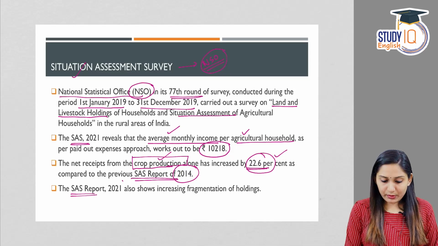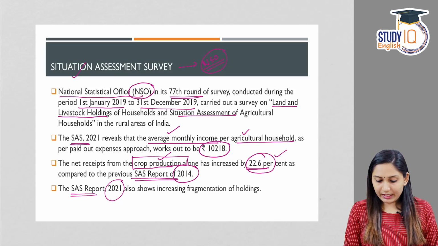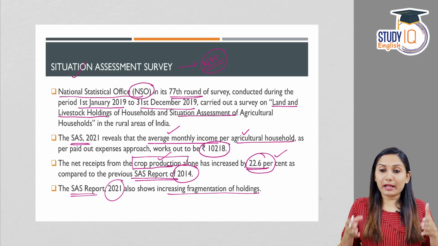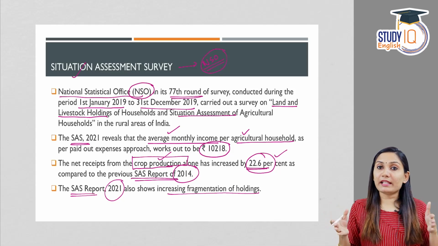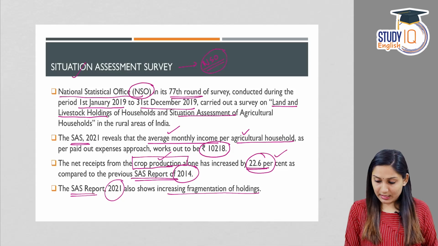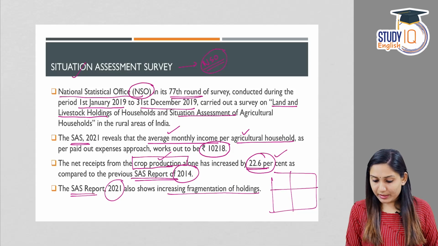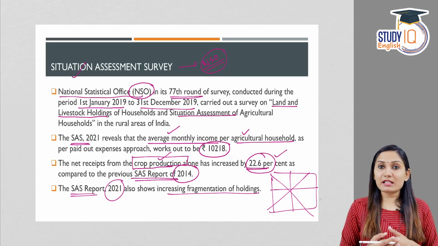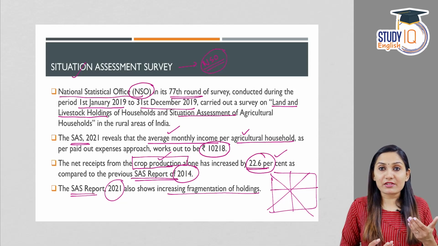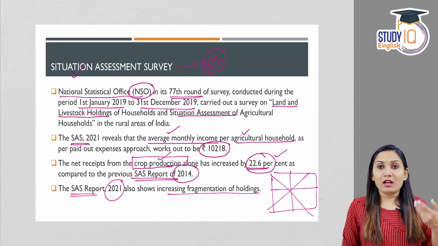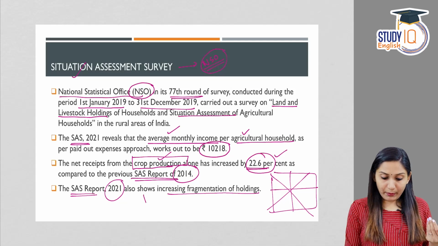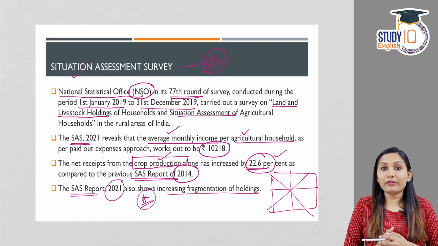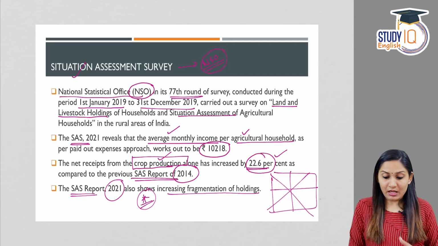Now, SAS report of 2021 also shows increasing fragmentation of holdings. What could be the reason? Increasing fragmentation means large plots of land getting fragmented into small pieces. That is, large area getting fragmented into small pieces. Why fragmentation? There can be multiple reasons: increasing urbanization, increasing industrialization, increase in population. All these can be reasons. So this is important that the SAS report shows that there is a trend of increasing fragmentation of land holdings in India.